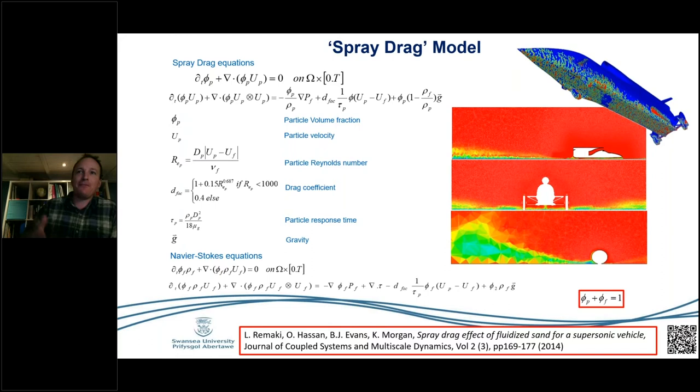So we developed specifically for Bloodhound a computational model that tries to take into account the impact of entraining particles into the flow, which had never been done at these sorts of speeds. So we basically had to couple the aerodynamic governing equations, the Navier-Stokes equations, to a set of equations that describe mass and momentum conservation for the particles that get entrained into the flow. And again, if you want more details on that approach and how effective it was, we published a paper on that a few years ago too.